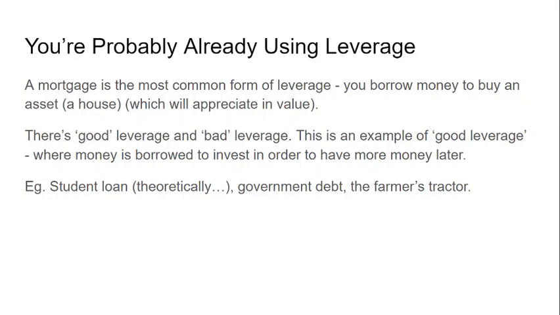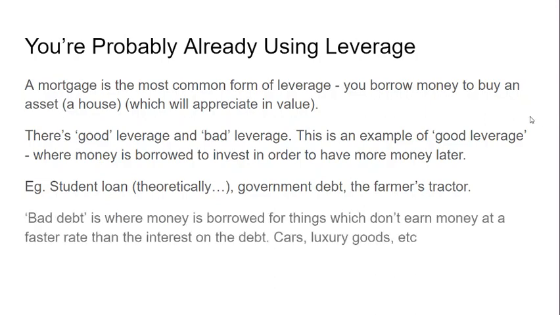Okay, but if you take out a loan and buy a tractor, now you can do so much more, so much work that you can pay off the cost of the tractor, and then you keep the increased productivity from the tractor and obviously the increased money from that. It's a method of getting good debt, effectively. But bad debt is where money is borrowed for things which don't earn money at a faster rate than the interest on the debt. So cars depreciate in value, for example. Luxury goods don't do any of that, but get comfortable with good debt.